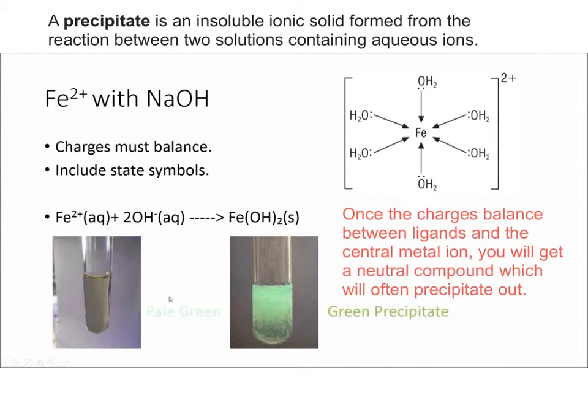A precipitation is an insoluble ionic solid formed from the reaction between two solutions containing aqueous ions. You can see that in the third bullet point. What's interesting to look at is the charges on those ions. So once the charges balance between the ligands that are coordinately bonded to the central metal ion and the charge on the central metal ion itself, you'll obviously get a neutral compound, and quite often that will lead to precipitation.